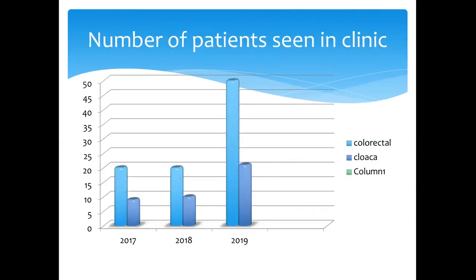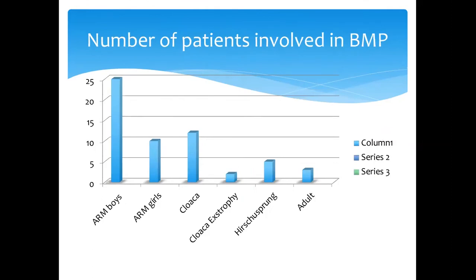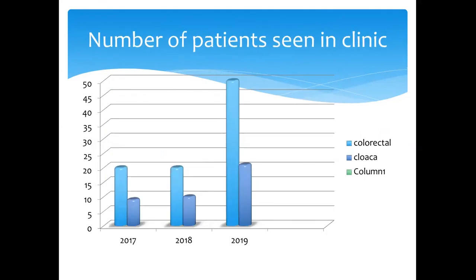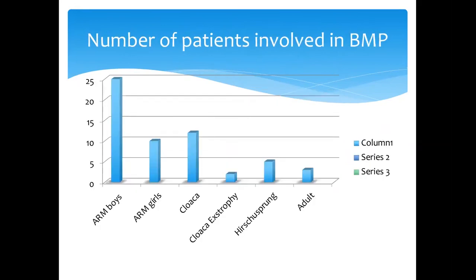Next slide. So I'll share with you some of our experience. Since 2017, we have been seeing patients and the number is increasing. We do see ARM boys, girls, cloaca, exstrophy, Hirschsprung, and recently we are in collaboration with the adult colorectal surgeon to see adult patients as well, whether they are transitioned from the pediatric clinics or they are new for us and coming after neonatal surgeries for Hirschsprung and anorectal malformation.